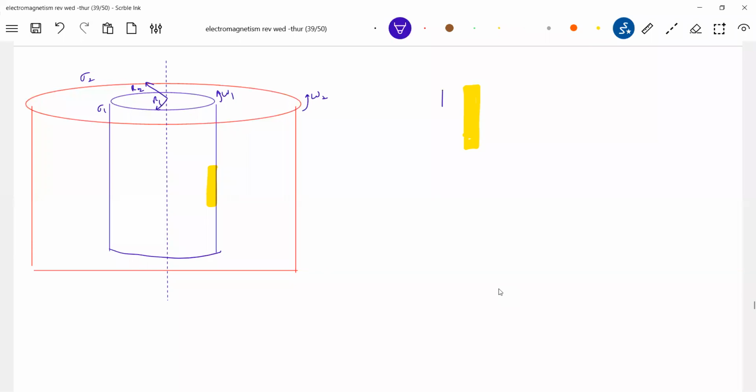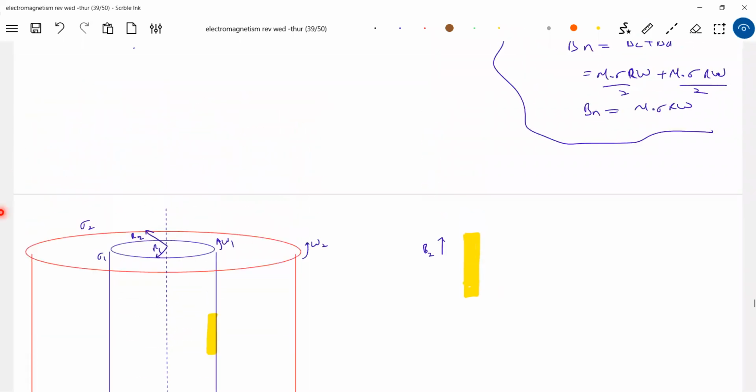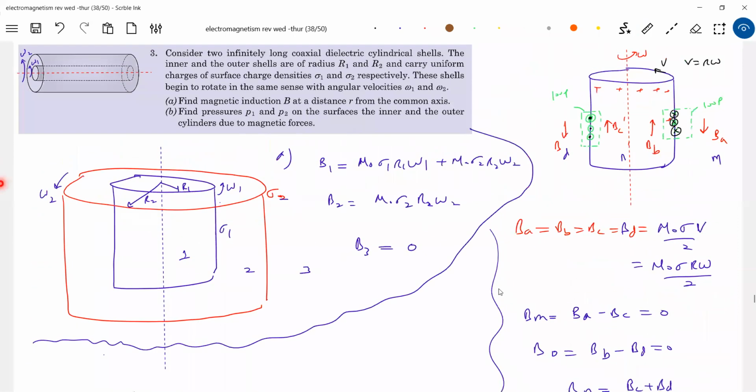No, B2 will be there. And what about here? The force experienced by this layer due to the field produced by this layer, no? That is what the force due to that also will act here. I think you should really come back to this one.